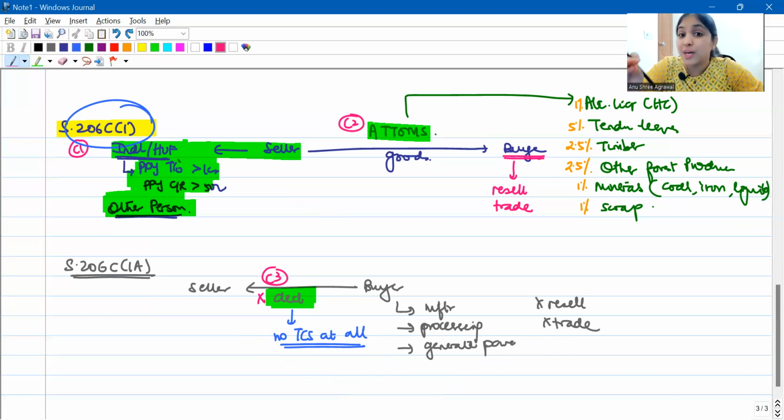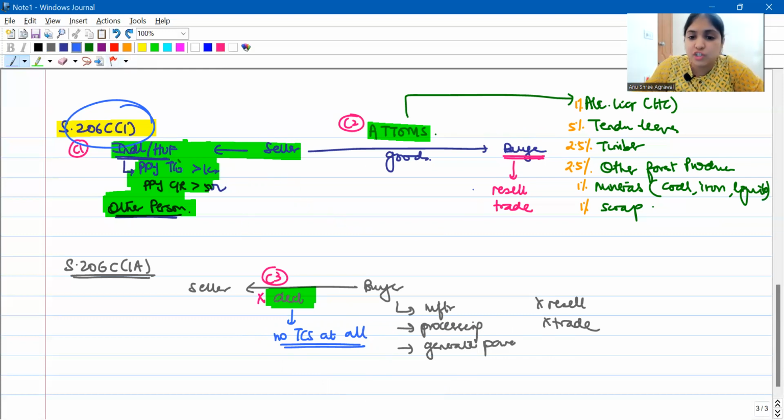Okay, I'll give you a hint to help you remember this. See, in 206C(1H), the buyer should be a trader. The buyer should not be a manufacturer. He should be a trader. He should be a person who buys goods and sells the goods. Then you collect tax. Then the seller will collect tax from the buyer under 206C(1H).